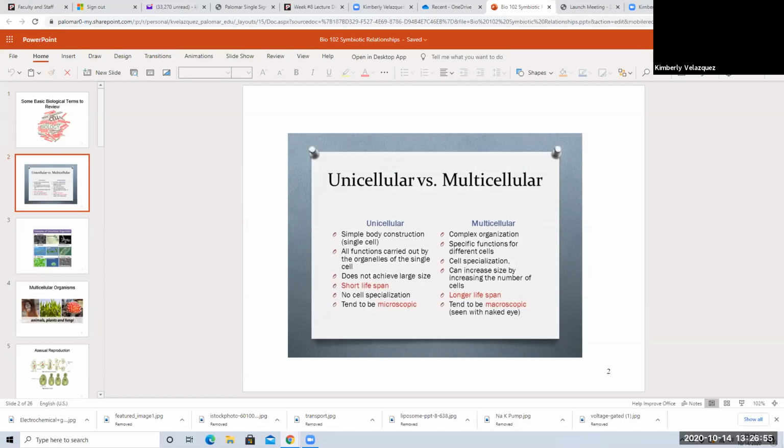Comparing that with a multicellular organism, meaning that entire organism is made of more than one cell, and those cells are usually specialized into different functions, even with tissue layers and cells that are performing very specific functions for that organism. They tend to be much larger, obviously, because they're made of more than one cell. They tend to be macroscopic, meaning you can see them with the naked eye, and they definitely have a longer lifespan in general than the one-celled organisms.